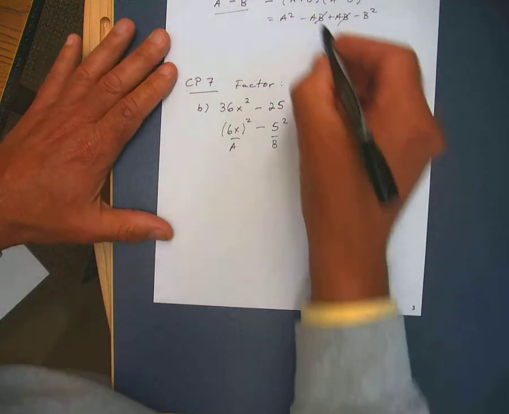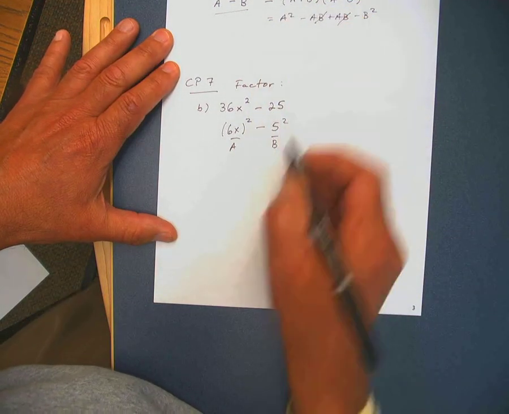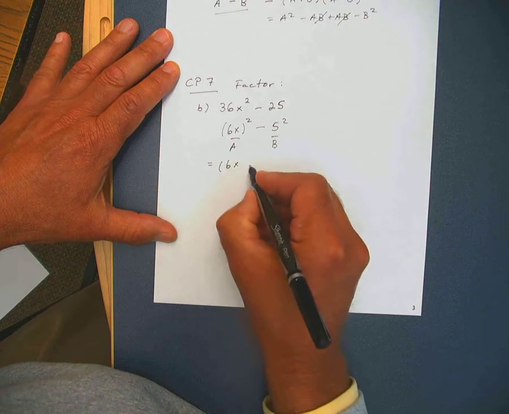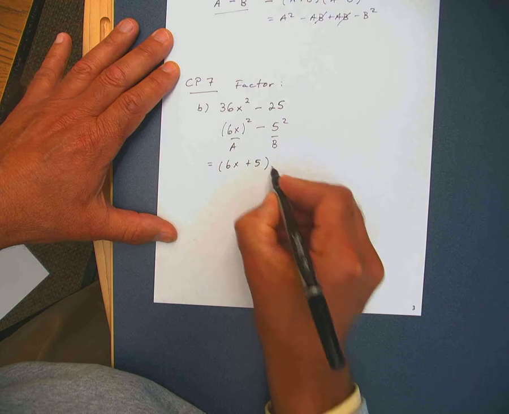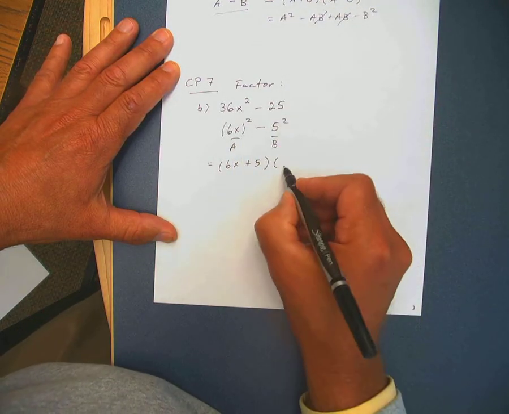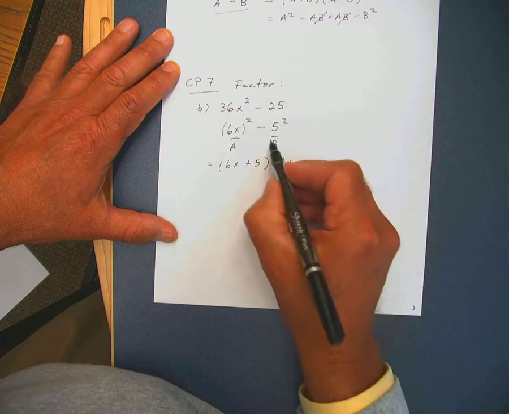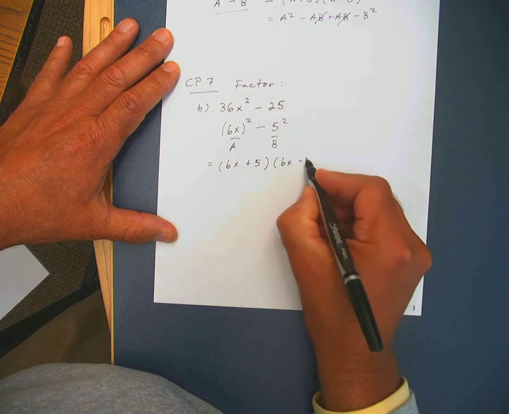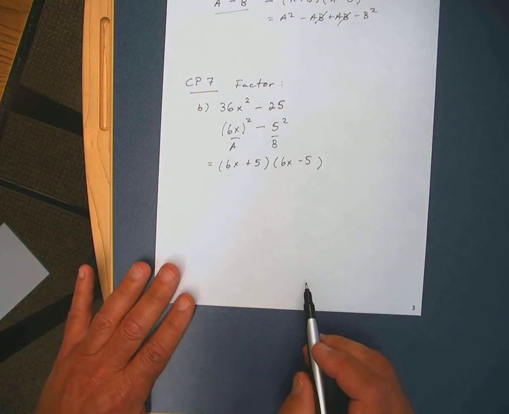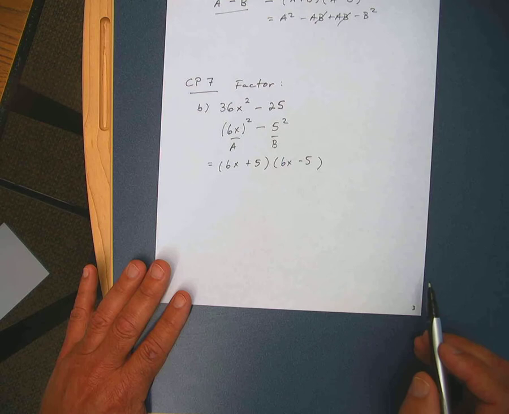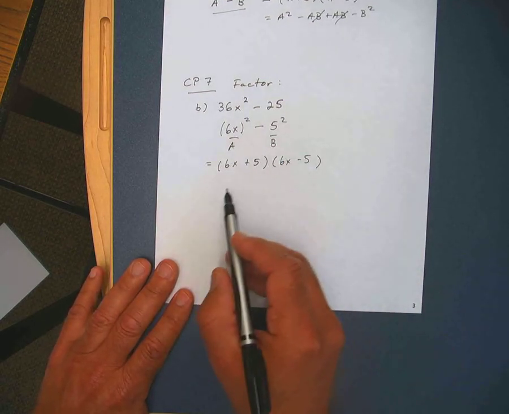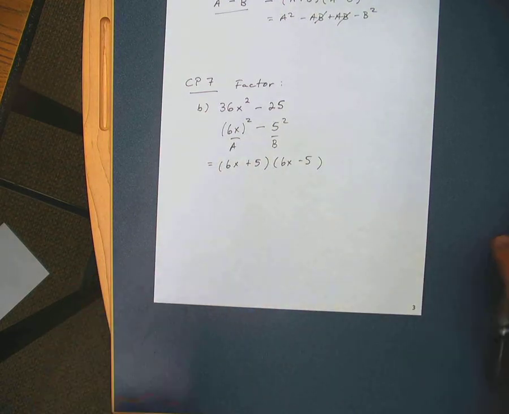So using the pattern, we're going to take the first thing and add the second thing to get the first factor. So the first thing is 6x. Let's add 5. That'll be the first factor. The second factor will be your a, which is 6x, minus the second thing, which is a 5, minus 5. And so that's how this would factor. 6x plus 5 would be one factor. 6x minus 5 would be the other. If you multiply this out, you'll see that the middle terms will cancel out, and you will get 36x squared minus 25.